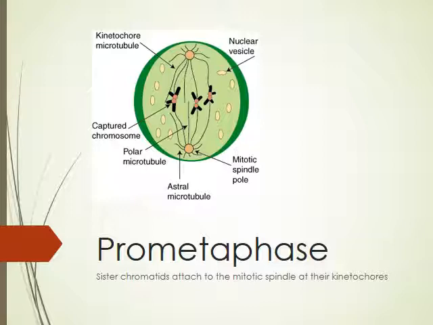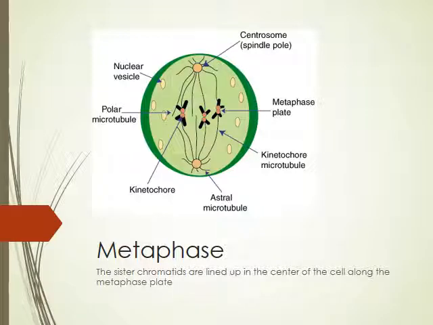So step 1, prophase, condense the chromosomes, get rid of that nuclear membrane, and start to form your mitotic spindle. Step 2, prometaphase, you're going to attach the microtubule to the chromosome. Step 3, metaphase. Meta means middle. Not just because this is the middle phase, but because the chromosomes literally get lined up along the middle. The microtubules push or pull them into place.